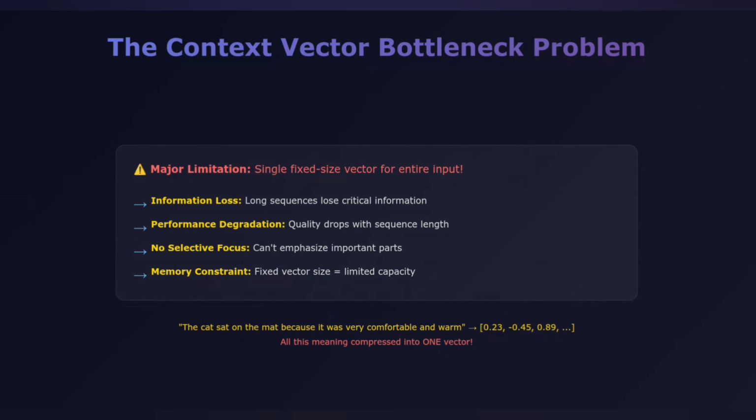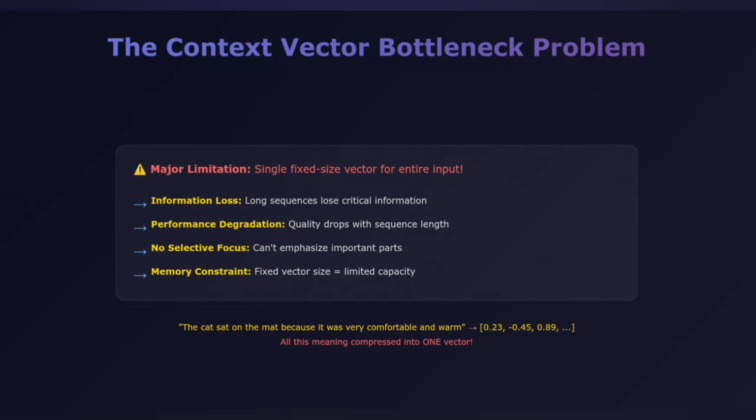This creates several problems. First, information loss. The longer your input sequence, the more information gets lost. It's like trying to stuff a suitcase. Eventually, things stop fitting. Second, performance degradation. Studies show that translation quality drops significantly as sentences get longer. Third, there's no selective focus. Every word in the input contributes equally to this one vector. But in reality, some words are way more important than others for specific output words. This bottleneck was killing the performance of Seq2Seq models on real-world tasks.